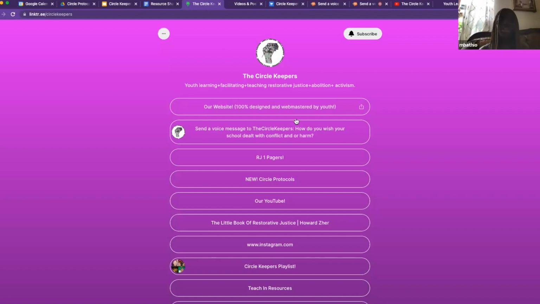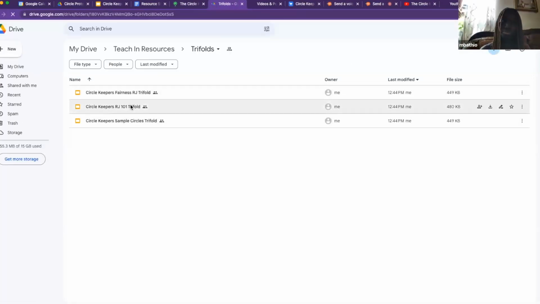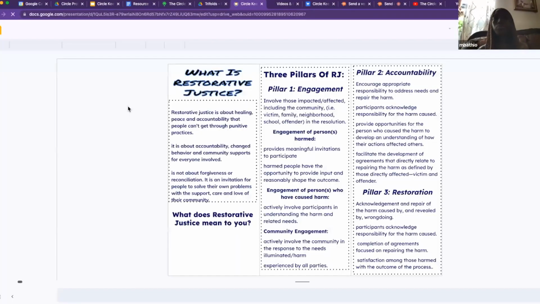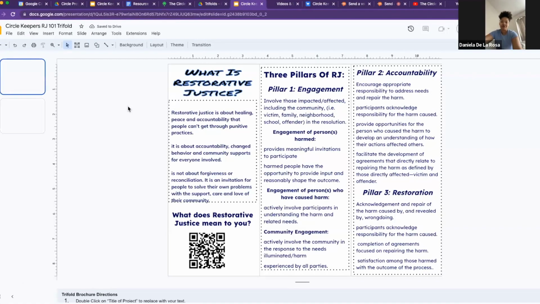Okay, the next thing we want to share is the RJ one pagers that we have, which Danny will speak on. Hi, my name is Daniela, pronouns she, her. I'm a junior circle keeper. We have a couple of one pagers that break down what restorative justice is. For example, this one defines the three pillars of restorative justice, breaking them down into engagement, accountability, and restoration.